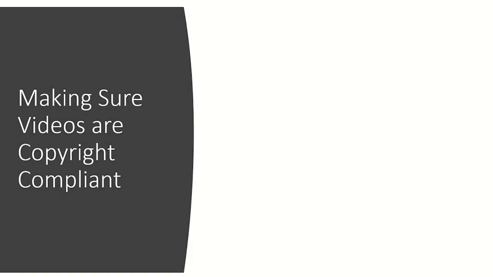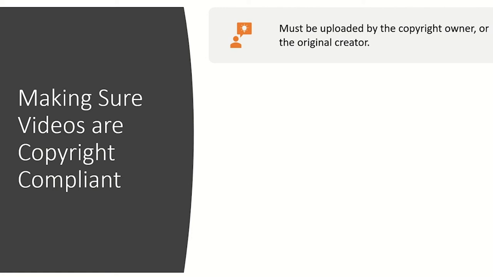The final step that you'll take when looking for videos is to make sure that your videos are copyright compliant, and this can be done in a few steps. When you're watching the video, make sure that the video is uploaded by the original copyright owner or the original creator. If, for example, you're viewing a video that's a clip from a television show and it isn't hosted by the network of that television show, that would fail a copyright compliance check.